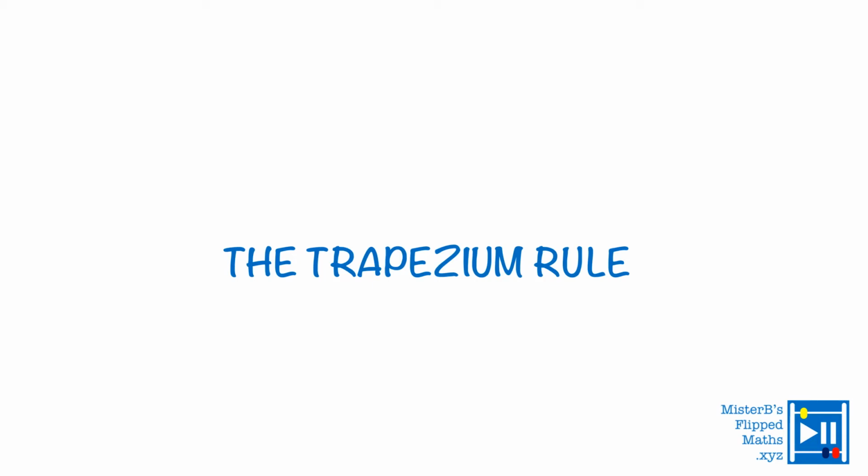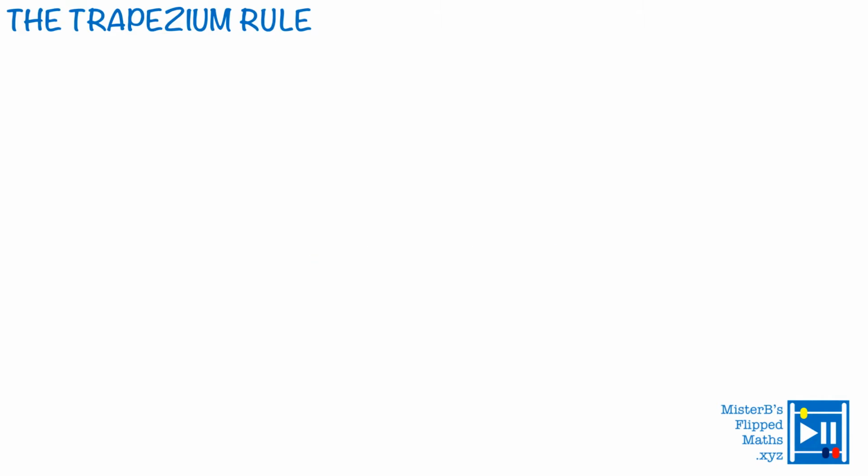Hi, in this video we are going to learn about the trapezium rule. Basically, the trapezium rule gives us an estimation to a definite integral. So if we don't know how to integrate a certain function, then we can use the trapezium rule to make an estimation. Let's see an example.